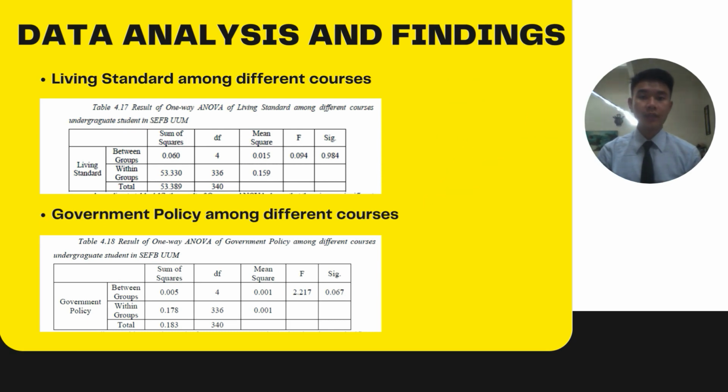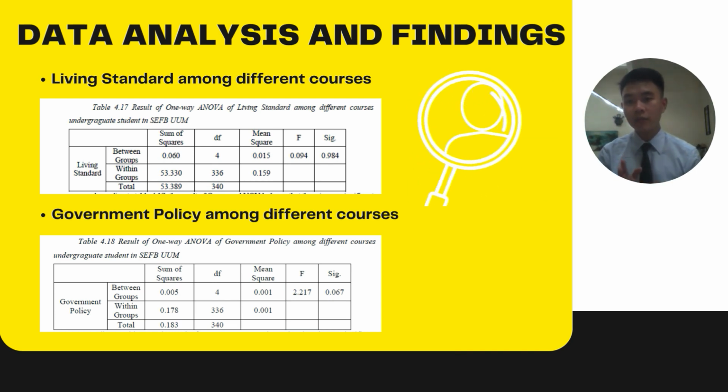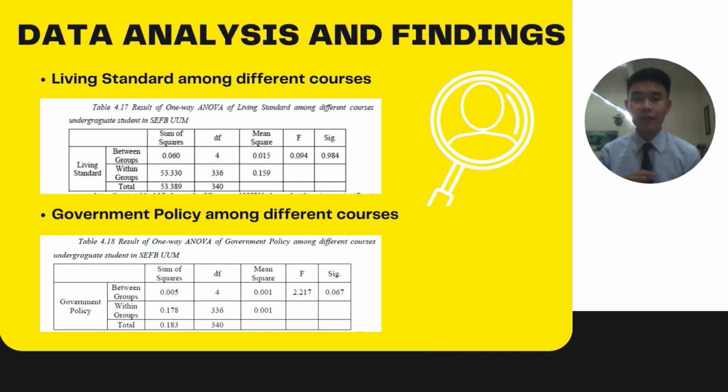The same goes for living standard and government policy among different courses. The p-value of living standard shows 0.984, and the p-value of government policy shows 0.067, both of them larger than the significance level of 0.05. Therefore, the null hypothesis must not be rejected. Living standard and government policy do not differ across courses of undergraduate students, which means there is no direct relation between living standard, government policy and courses.